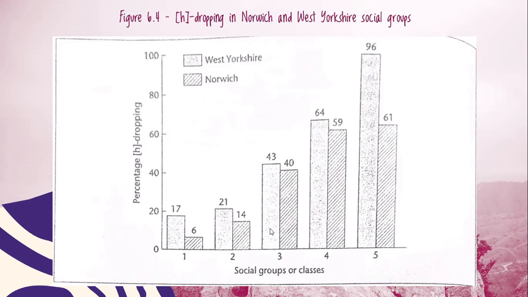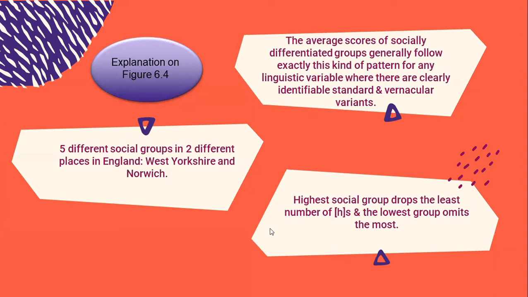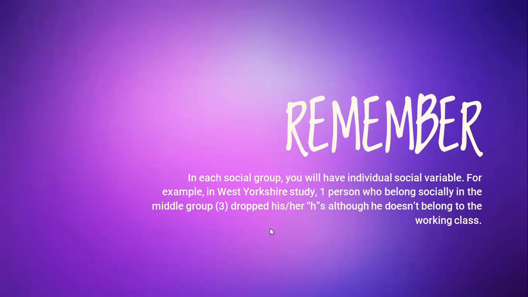Okay, so the average scores of socially differentiated groups generally follow exactly this kind of pattern for any linguistic variable where there are clearly identifiable standard and vernacular variants. There are 5 different social groups in 2 different places in England, West Yorkshire and Norwich. The highest social group drops the least number of H's in either West Yorkshire or Norwich, and the lowest group omits the most. It is the same for West Yorkshire and Norwich.